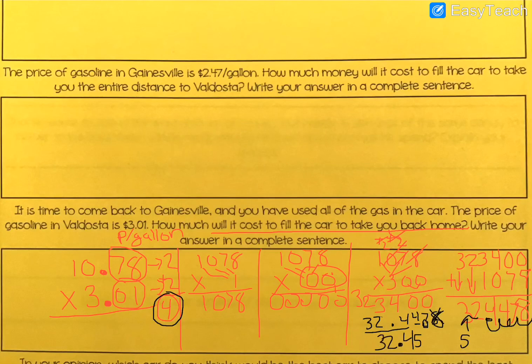So your trip coming back home is going to cost you a little bit more. Well, that's because the price of gas in Valdosta, Georgia is a little more expensive. So that trip is going to cost you $32.45.